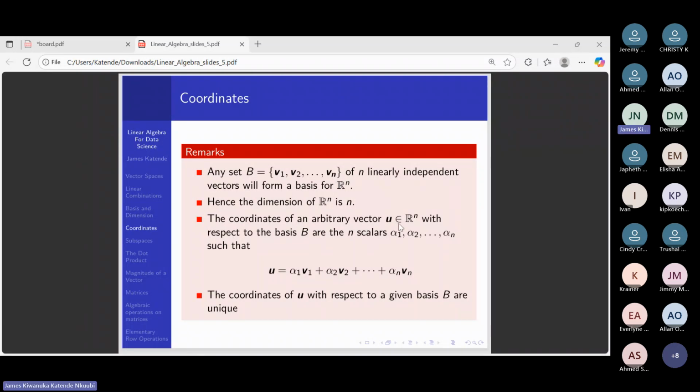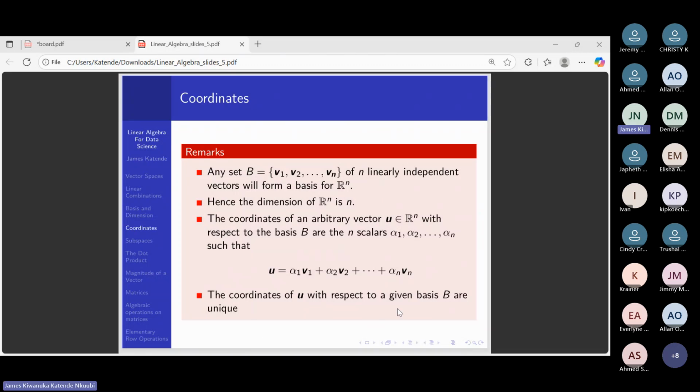If you have any other vector in Rn, because it's a basis, it should be possible to write it as a linear combination of the vectors in the basis for Rn. Now these coefficients, alpha 1 up to alpha n, are what we call the coordinates of u with respect to the given basis.